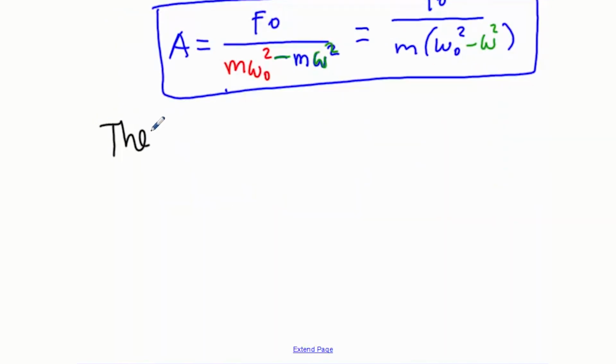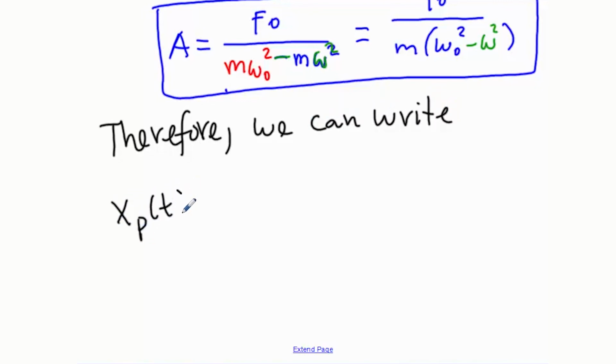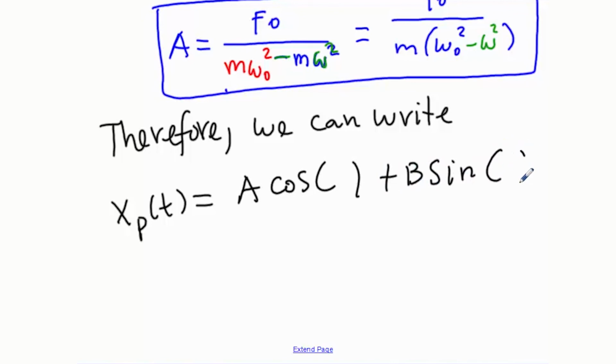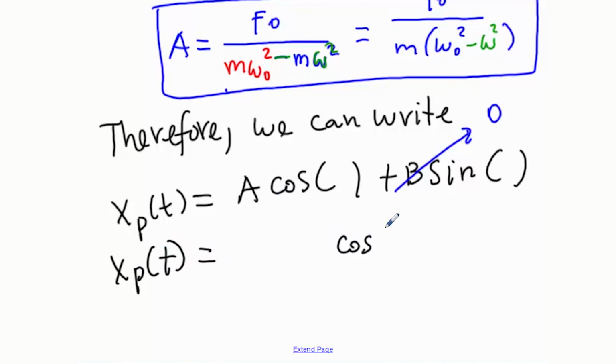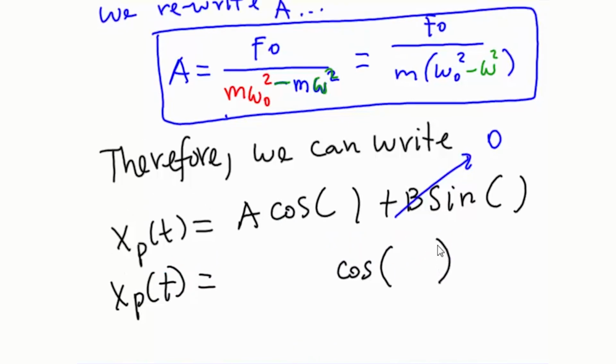Therefore, we can write that x sub p of t is equal to, remember, A cosine plus B sine, but it doesn't matter what the argument is there because this B coefficient is 0. So we can really write the particular solution x sub p as A times cosine, and this A is something that we can express as F0 over m times quantity omega 0 squared minus omega squared. So the argument of this cosine here is omega t.